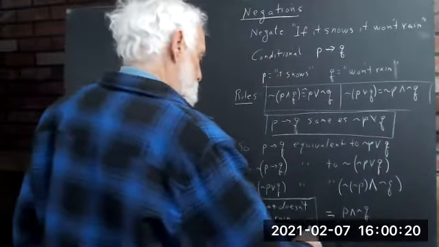let P equal all are right, and Q, some are impolite. Just abbreviate a little bit. Okay, then the statement is P and Q.